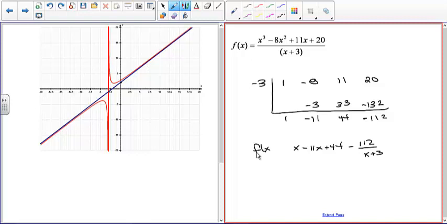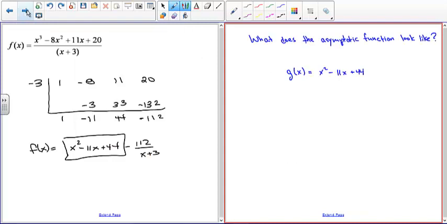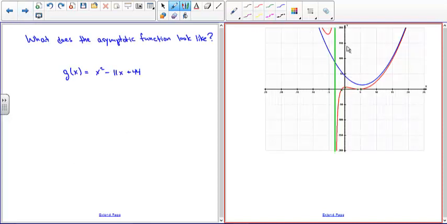So that's just a different way of looking at the function. So in this case, forget the remainder, this is the asymptote. So the asymptote is a polynomial, a quadratic instead of a linear function. And what does this asymptotic function look like? Well, we could plot it. I'm not sure if you can factor that, but you could put it in standard form if you wanted to. So the asymptote looks like this.